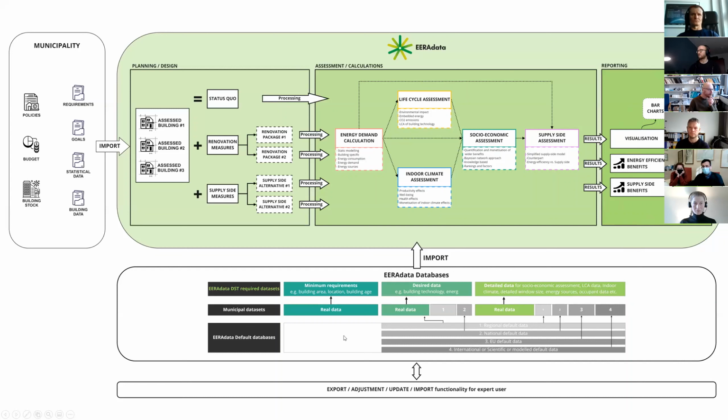Then we have also the ERAdata databases. We call them like that. It's to import the data into the tool. This is the default data. The real data is coming from the municipality. And the default data is structured like this. We have regional data, which is of course preferable. So for our research, it was kind of the first strategy to go for regional data. If this is not available, then we jump one level higher to national data. We jump one level higher to EU data or scientific models at the very end, to be as close as possible to the real situation.